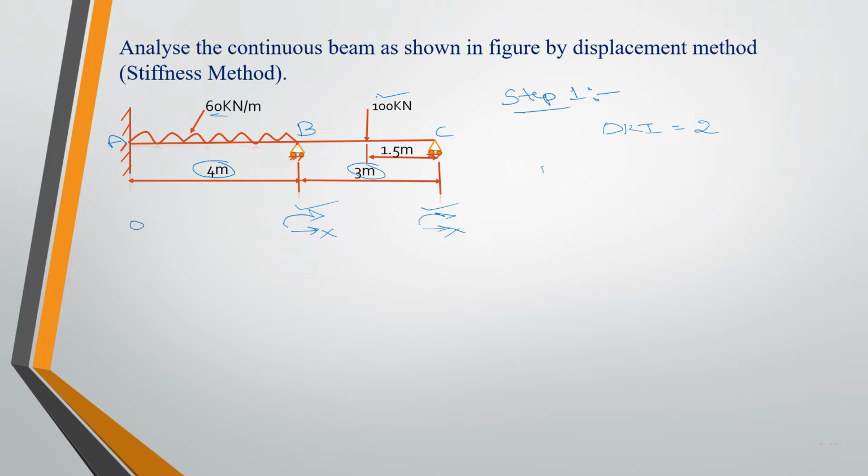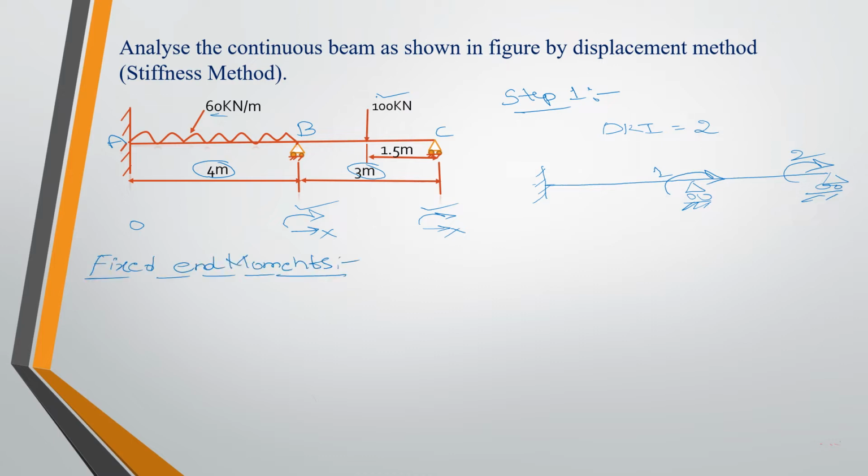Here you can draw that this is the fixed support. On this beam, at support B on this roller there is 1 rotation, and on the second roller support there is also 1 rotation. These two are the coordinates of the beam: this is the first coordinate and this is the second coordinate. Now the next step is calculation of fixed end moments.